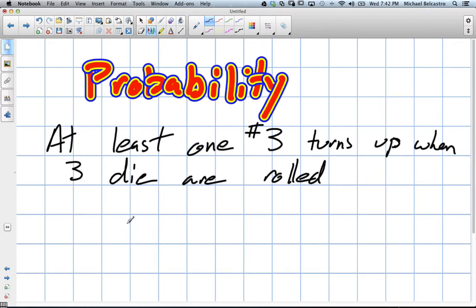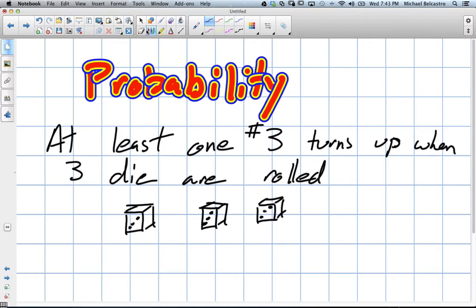Okay, so let's try to think of this situation where we have our 3 die. So we have a die 1, die 2, and die 3, right? And what we're looking for is at least one of them says 3, okay? Now, there is the possibility of having 2 of them say 3, and all 3 of them say 3. So we're going to talk about this concept, okay? So this is one situation.